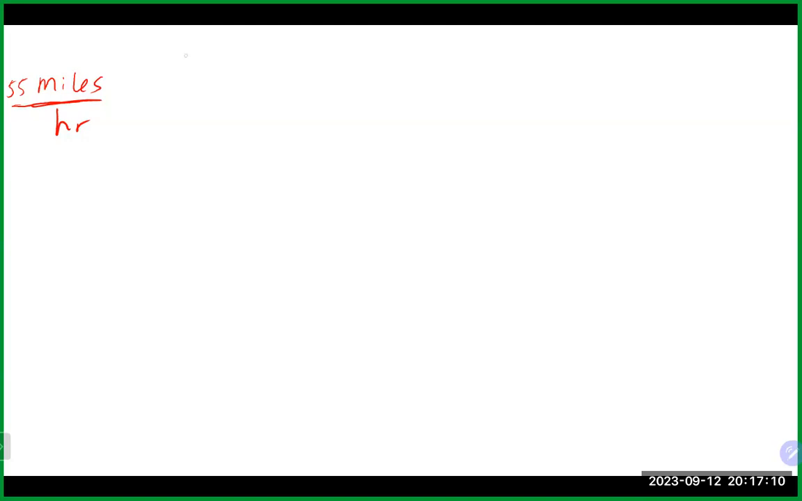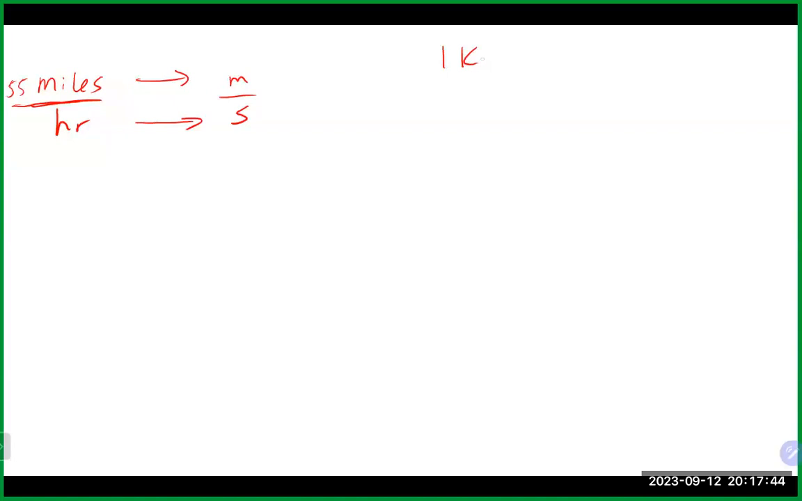So we need a pathway. Say we want to go to meters per second. If we want to go from miles per hour to meters per second, we have 2 conversions to do. We need a pathway from miles to meters, and a pathway from hours to seconds. And by the way, there are multiple ways you can do this depending on what conversion you choose.